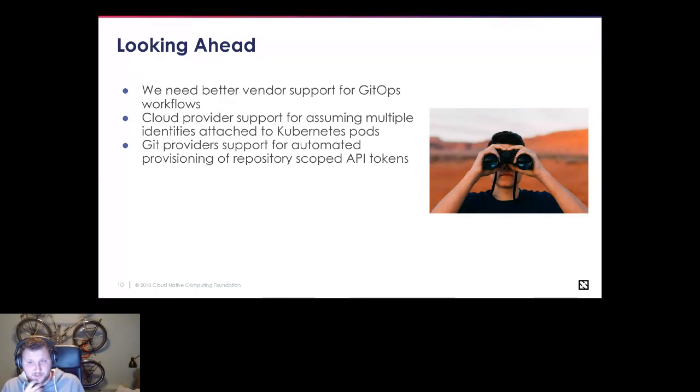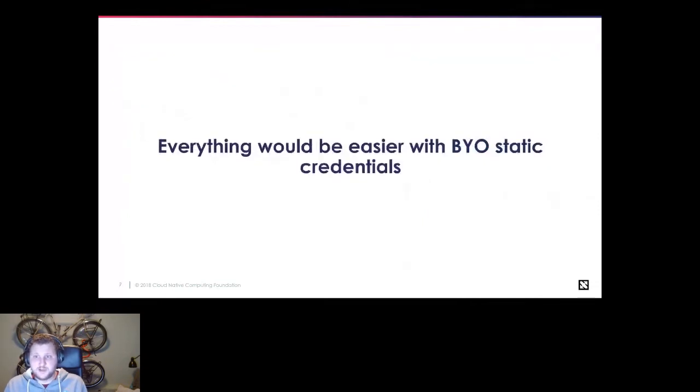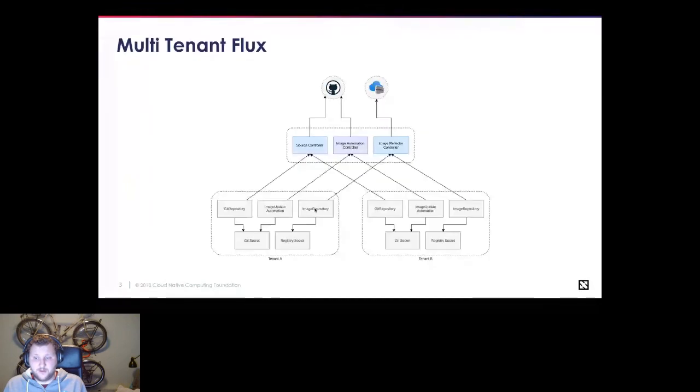Cloud providers really need to support assuming multiple identities attached to Kubernetes pods, or a way of switching the identities that are attached to them. So in the case of this example here, the only way of scoping down the authentication from this image repository to this image repository is to have a static credential that has a scoped permission. There is no way of giving the image repository an IAM role that should be assumed by the image reflector, for example.